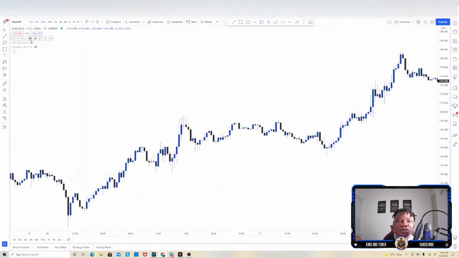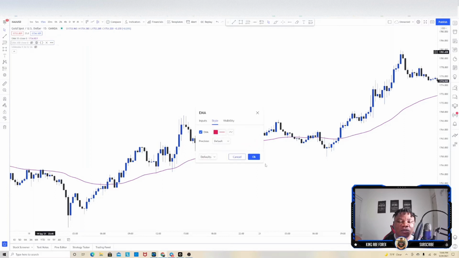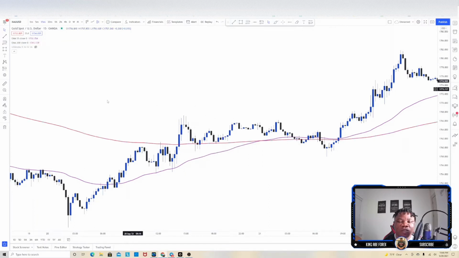So you change the first one to 55, and the second one, you go to settings and change that to 200. For the color, you can use whatever color you want, and you can change the thickness if you want to as well. So we have the 200 EMA and we have the 55 EMA.